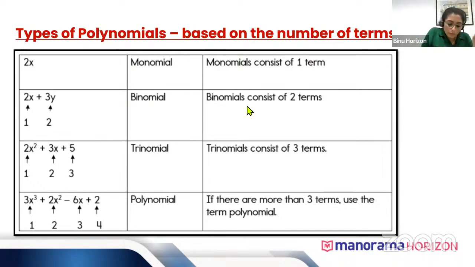Because monomial, from the word itself, you can understand mono means one. That means it contains only one term, that is 2x. An example is given there, containing only one term.